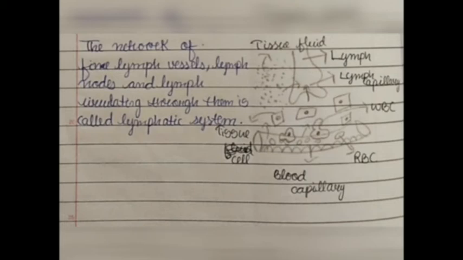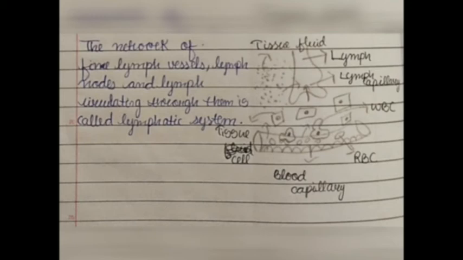Lymph flows in one direction, that is from tissues towards the heart. Lymph contains a special type of white blood cells called lymphocytes. Since lymph bathes the cells and lies outside the cell, it is also called extracellular fluid.